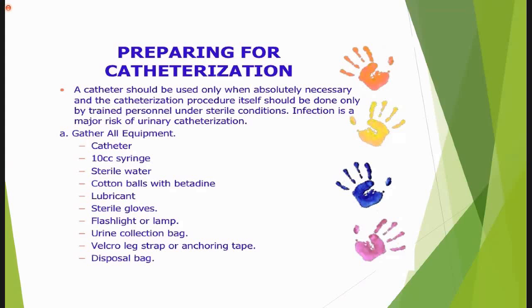Cotton balls with betadine. Betadine is the povidone-iodine. Lubricant: the lubricant we can use is xylocaine jelly. Then sterile surgical gloves, a flashlight or a lamp, a urine collection bag, and a Velcro leg strap or anchoring tape, which is adhesive tape, and disposable bags.